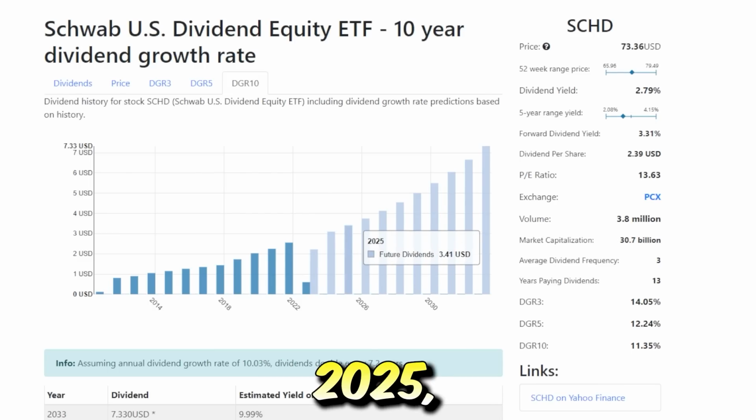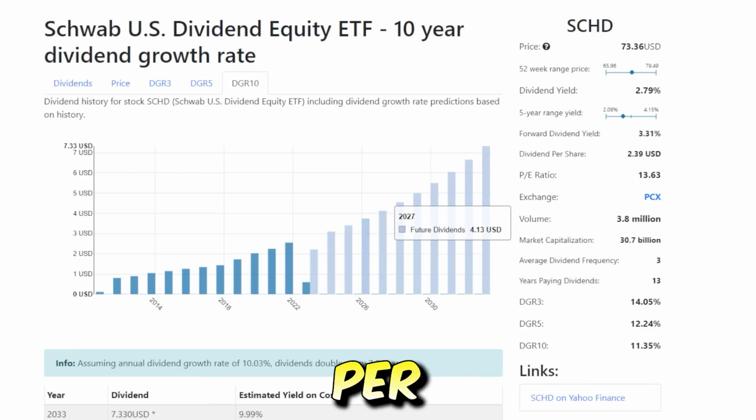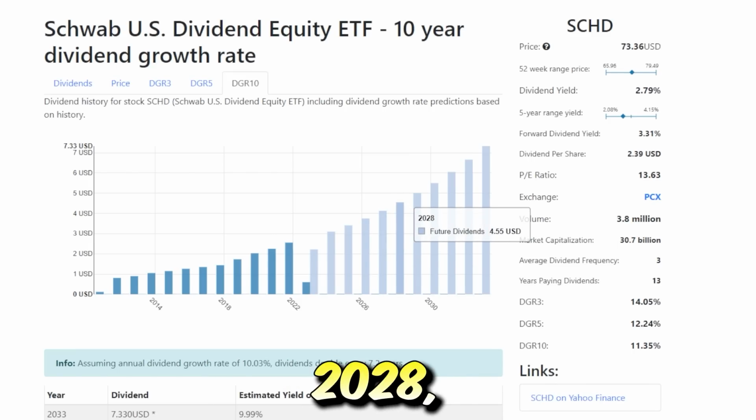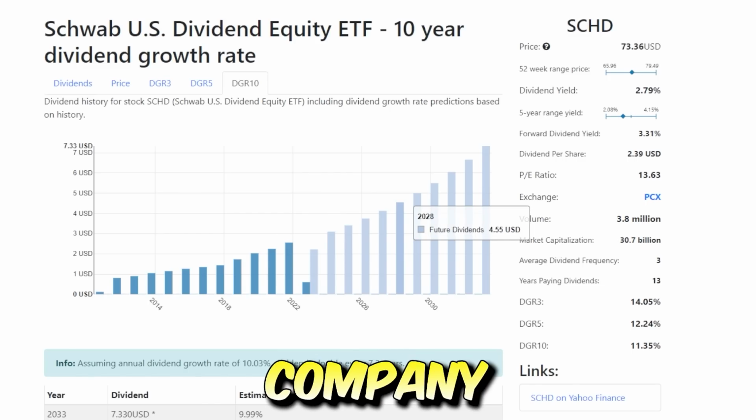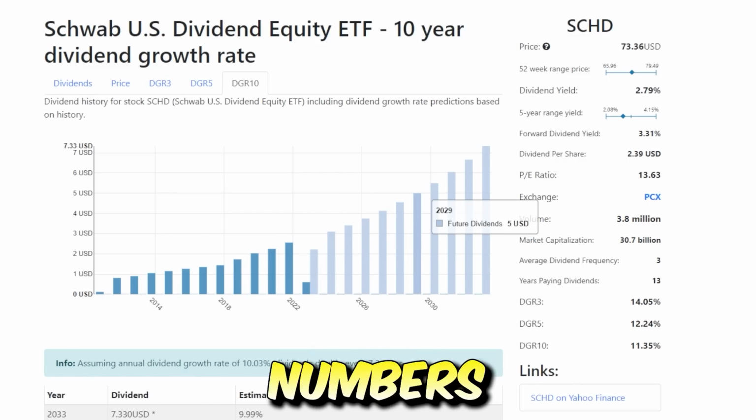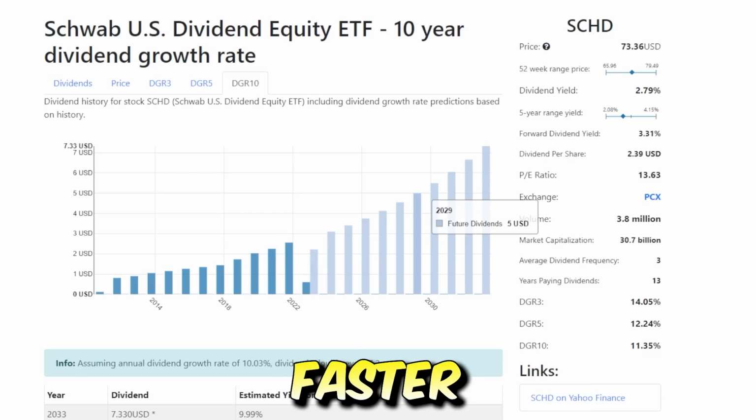In 2025, SCHD could pay $3.41. In 2026, the ETF could pay $3.75 per share. In 2027, $4.13. In 2028, $4.55. And what's pretty cool about this is that the power of compounding really kicks in, which means as the numbers get bigger, they get bigger and bigger, faster and faster.